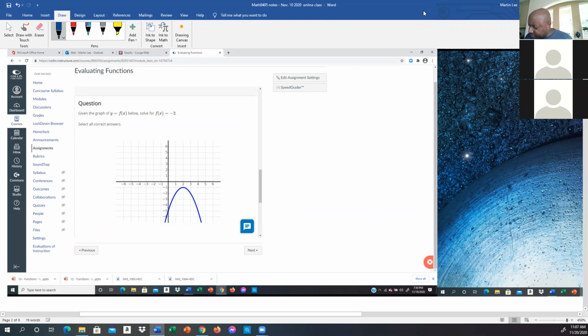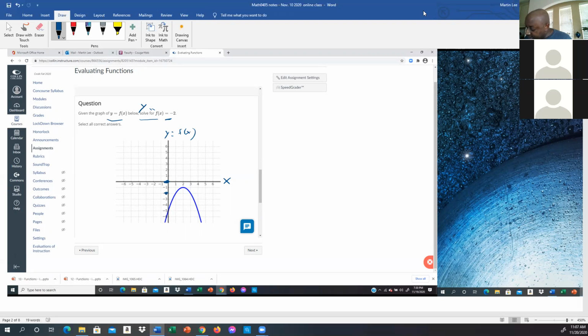Okay, so for this problem, they give us y equals f of x. They want us to solve for x when f of x equals -2. So we know that y equals f of x. I have my x-axis and my y-axis, which is f of x. So I begin with the origin, and I want to move to where y equals -2. 1, 2. That would be right here.